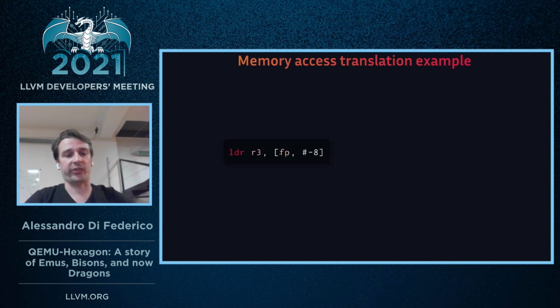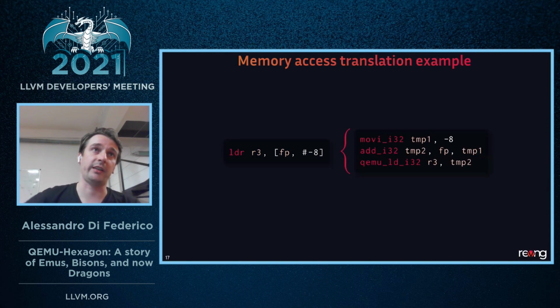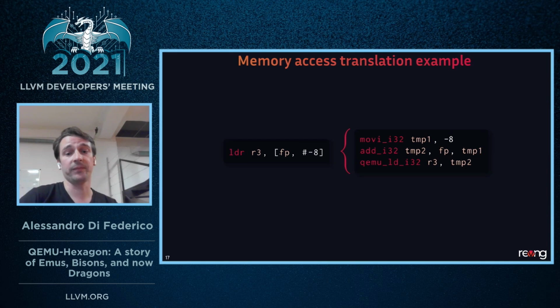Okay, let's see an example. For instance, here we have an ARM instruction that performs a load from FP-8 and stores the result into R3. And you can see that here on the right, we are materializing the constant -8 into the TMP1, which is a local variable. And then we're adding -8 to the global variable FP, which represents the frame pointer, and storing the result into TMP2. Then, from this address that we computed, we perform a QEMU-LD, which basically lets you access the emulated address space, and we store the result into R3.